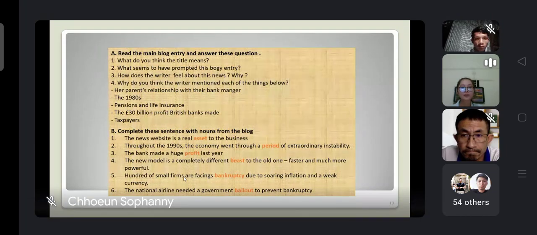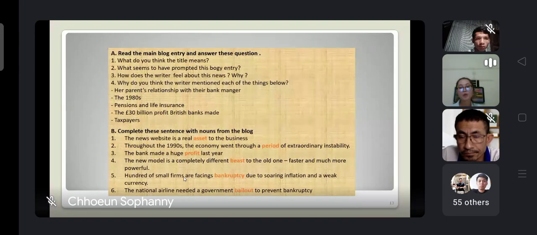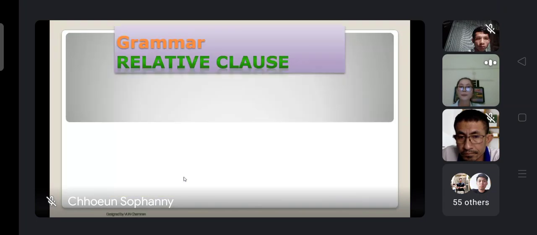Fifth: hundreds of small firms are facing bankruptcy due to soaring inflation and a weak currency. Sixth: the national airline needed a government bailout to prevent bankruptcy. My part is finished. Let's start with my team member.